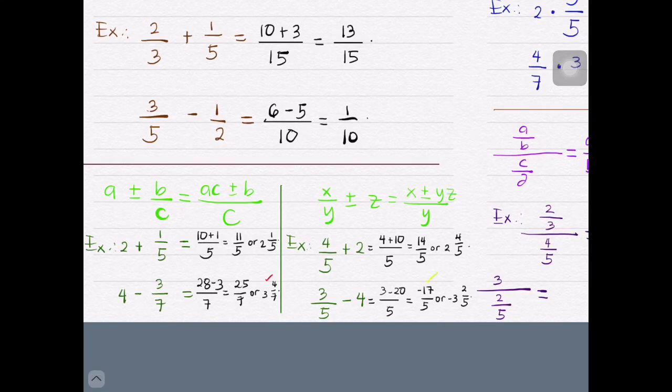If you're confused on how we get -17, just click the gear icon there at the upper right corner of your screen and you will be redirected to the video that discusses operations on integers.